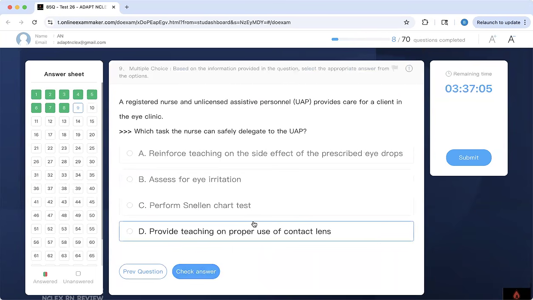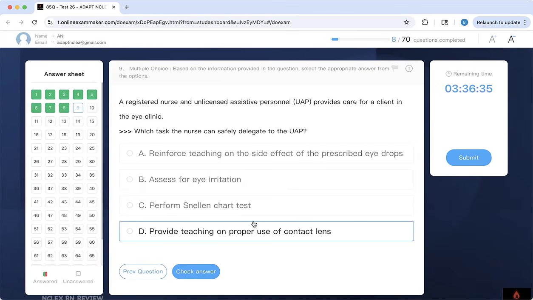A registered nurse and a UAP provide care for a client. This is what? Management of care, delegation, right? Which tasks should the nurse safely delegate to the UAP: reinforcing teaching on the side effect of the prescribed eye drops, assess for eye irritation, perform a Snellen test, provide teaching on the proper use of a contact lens. They all work in the eye exam clinic. Which one do you think a UAP can do?